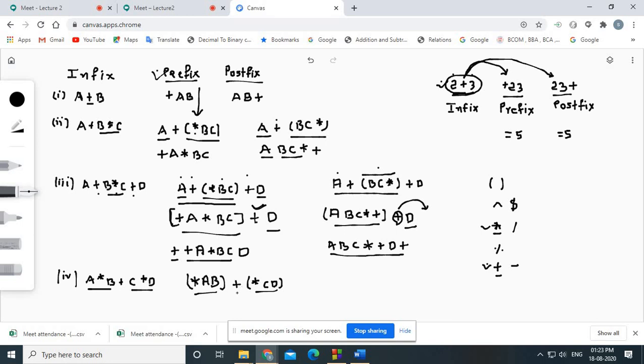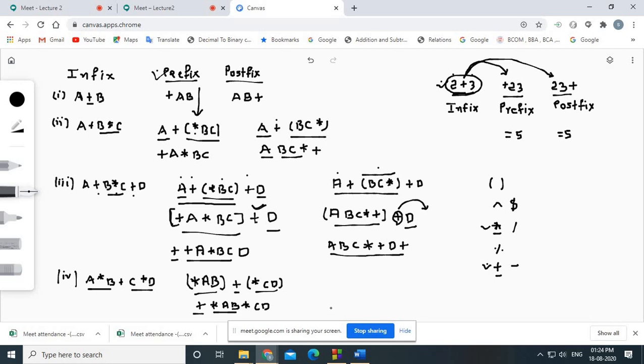The operator, we need to write it down first. So this is the operator, so I'm writing the operator. Then the first operand. So what is the first operand? Star AB, right? So the operator is here, then this is the first operand, and then we need to write the second operand. So what is the second operand? Star CD. So what will be the prefix of A star B plus C star D? It will be plus star AB star CD.